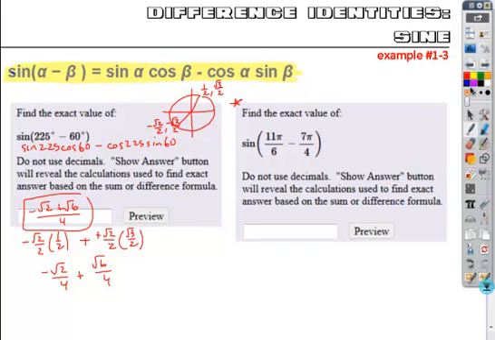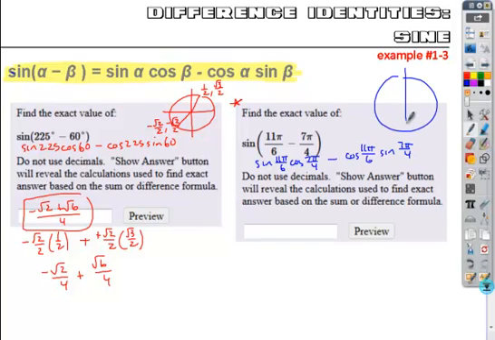Let's take a look at this example here. Once again, you notice it's the difference of two angles inside of a sine, so it's the difference identity. We're going to start with the sine of the first angle, 11 pi over 6, and then the other trig ratio, cosine of the other angle, 7 pi over 4. Same sign between, so minus, and then we just switch places: cosine of the first angle, 11 pi over 6, sine of the second angle, 7 pi over 4.